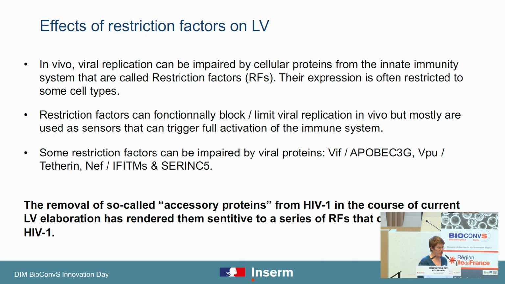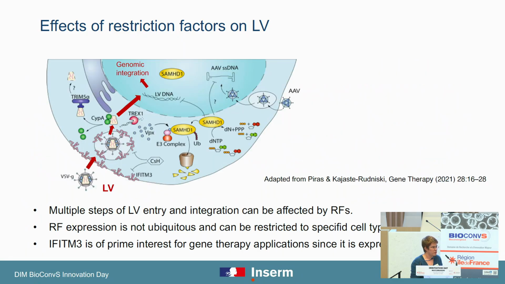In the case of HIV-1, for example, there are at least 3 proteins, VIF, VPU, and NEF, that can block different restriction factors. The consequence is that when the lentiviral vectors were designed, the removal of what was considered the accessory proteins rendered the vectors sensitive to restriction factors to which HIV-1 is immune. So current lentiviral vectors are more sensitive to innate immunity than the normal virus.